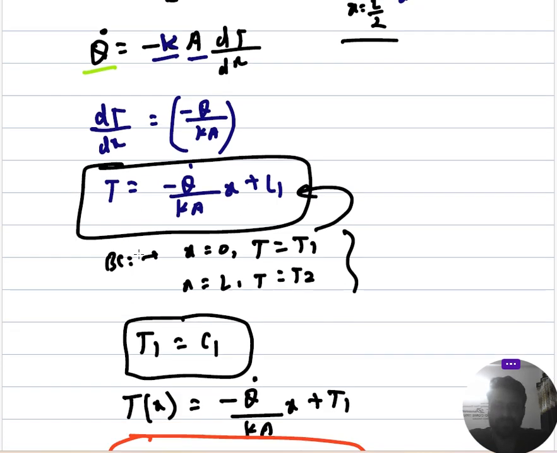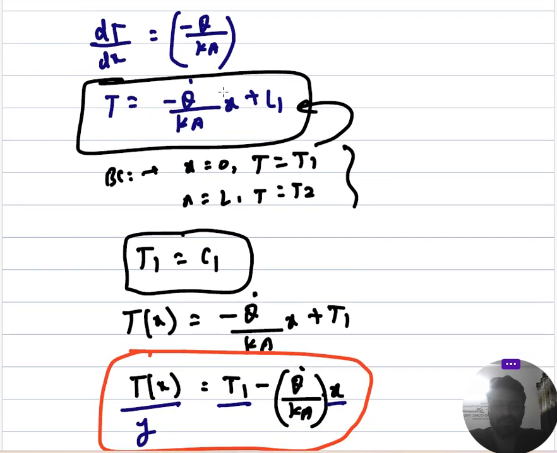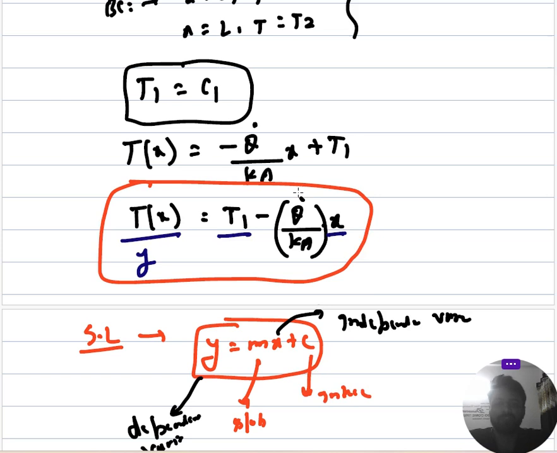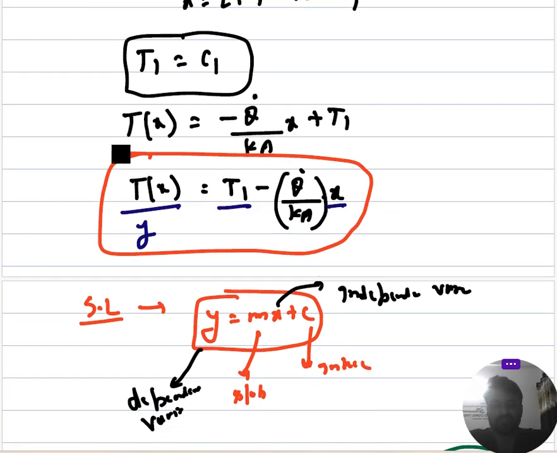So if you integrate this equation, dT/dx equals minus q dot by k, you will get an equation like T equals minus q dot by k x plus C1. And you have two boundary conditions: when x equals 0, temperature is T1, and when x equals L, temperature is T2. And from here you can calculate the value of the constant C1. Finally, you will get the value of temperature at any particular location x along the direction of the heat transfer, that is T equals T1 minus q dot by k into x, where this follows a linear relation.